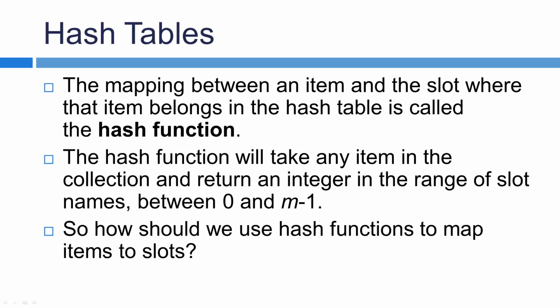The mapping between an item and the slot where that item belongs in the hash table is called the hash function. And this is the real key to how a hash table works. The hash function will take any item in the collection and return an integer in the range of slot names, between 0 and m-1. So, what we want to think about is how we should use hash functions to map items to slots.